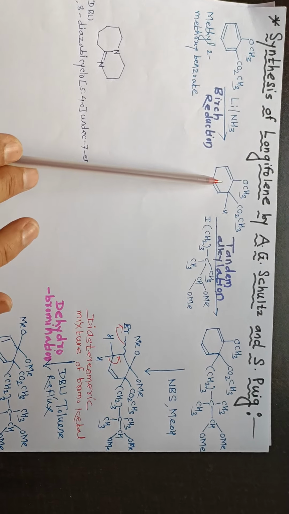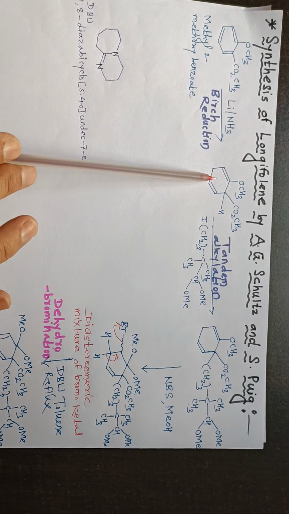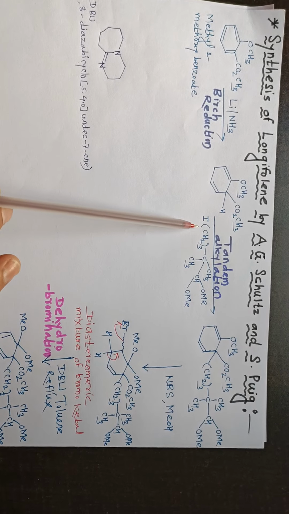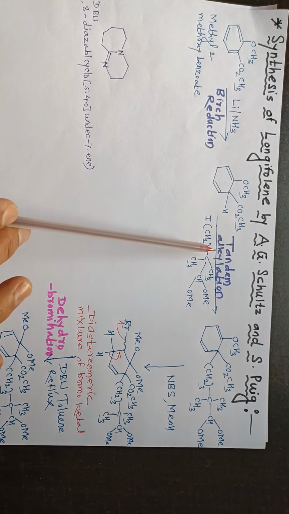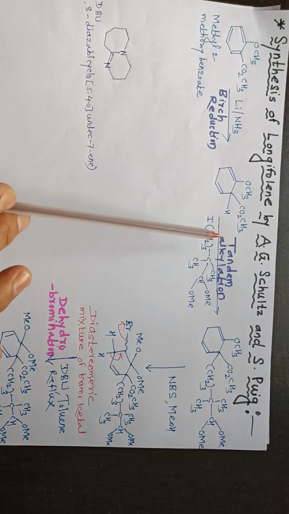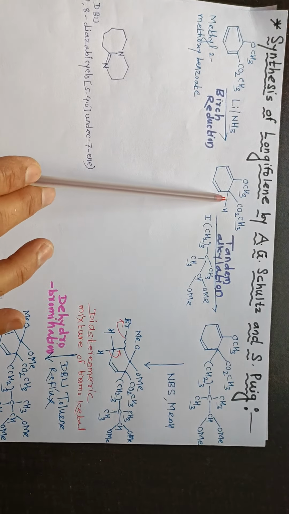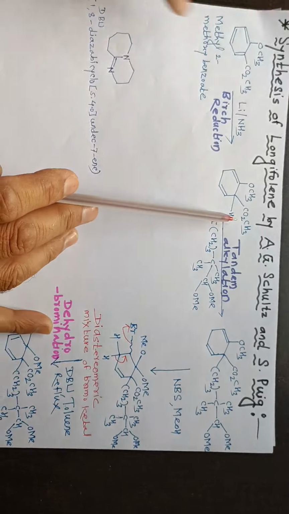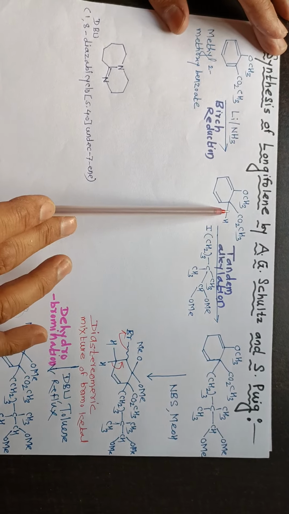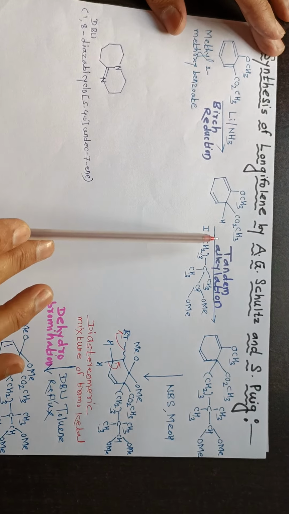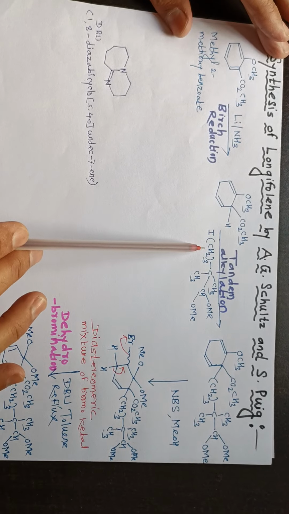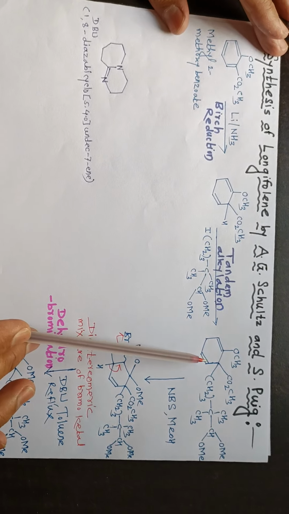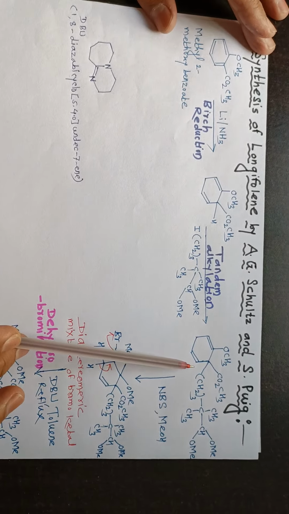In next step, this unconjugated diene will react with alkylating reagent. So this is tandem alkylation reaction. So here that hydrogen will undergo enolization. Then that enolate will react with this alkylating reagent and there is formation of this type of intermediate.